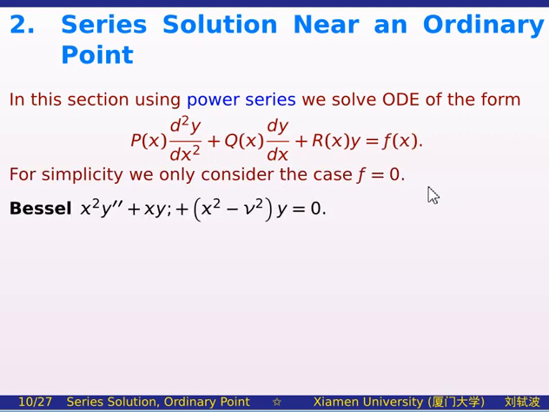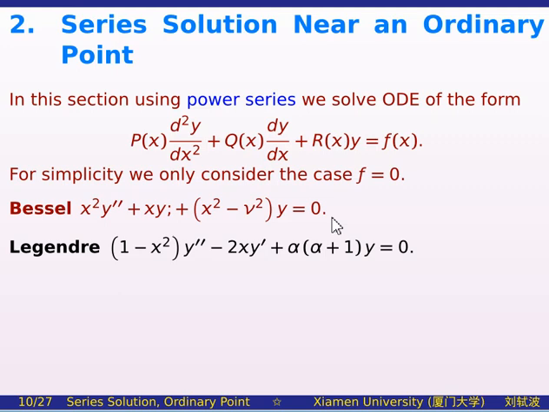And here are some examples. Sorry, this is y prime. This is a misprint. So this equation is called the Bessel equation. We will study this equation in detail later. And also we have the Legendre equation. The Legendre equation is of this form. So we find that the coefficients of y double prime and y prime are functions of x. And of course the coefficient of y is a constant. It is a parameter alpha. It does not depend on x. Okay.